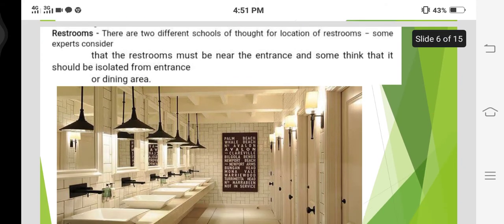Restroom. There are different schools of thought for location of restroom. Some experts consider that the restroom must be near the entrance. Some think that it should be isolated from the entrance or dining area. So for the restroom, guys, there are different schools of thought.